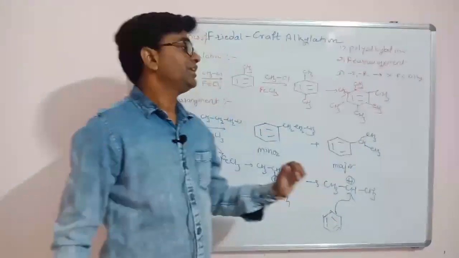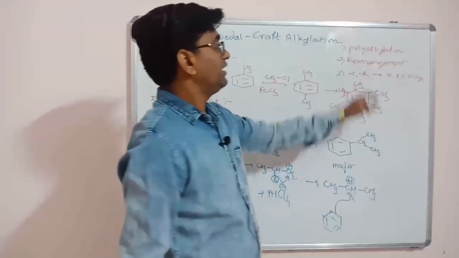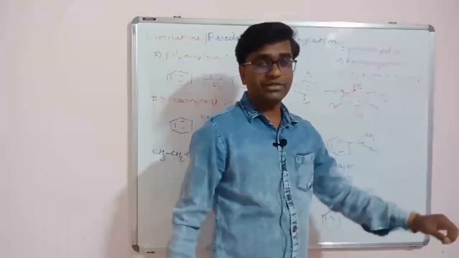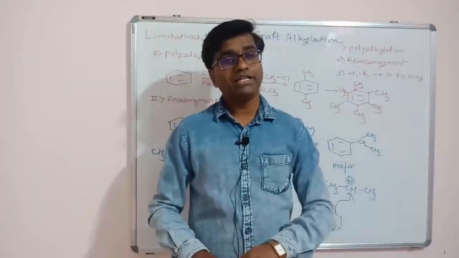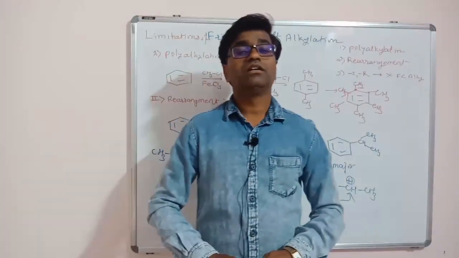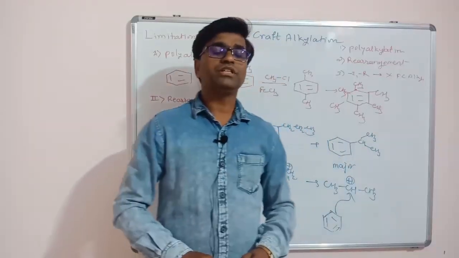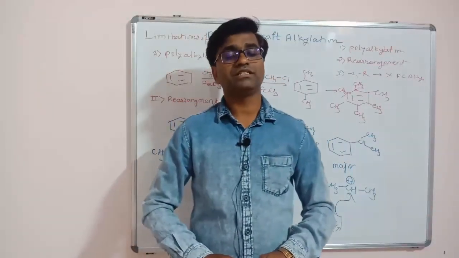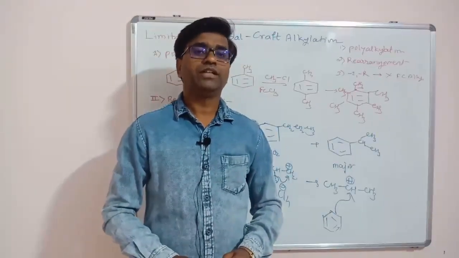So these are the limitations in the case of Friedel-Crafts alkylation. First is polyalkylation, second is rearrangement, and third is deactivation by -I and -R groups. If those groups are attached to the benzene ring, then those benzene rings do not show FC alkylation. Thank you friends.